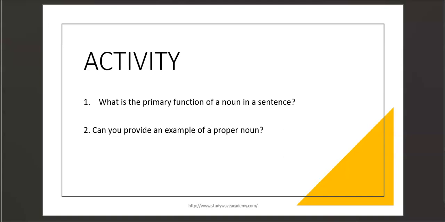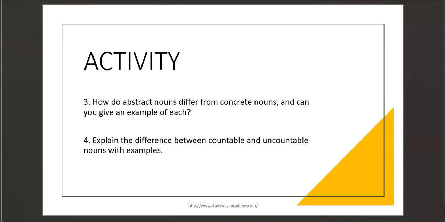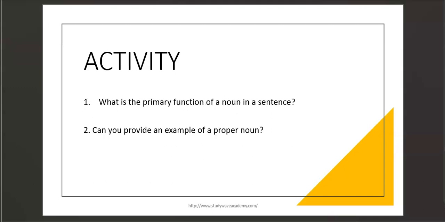We know the functions. I've given you the functions. We've talked about the functions. Can you provide an example of a proper noun? Look at these simple questions. Very simple, and you can do them. There are 10 of them, and for example, let's do question 2. Can you provide an example of a proper noun?